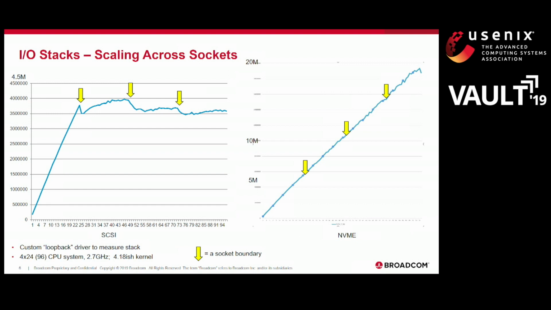So the simple graph to view is the one on the right for NVMe. And amazingly, it has one of those nice 45-degree bars that you almost never see. And it scales all the way up as far as you can take it to 96 CPUs. And as we go across CPU sockets, we find that it doesn't drop very much.